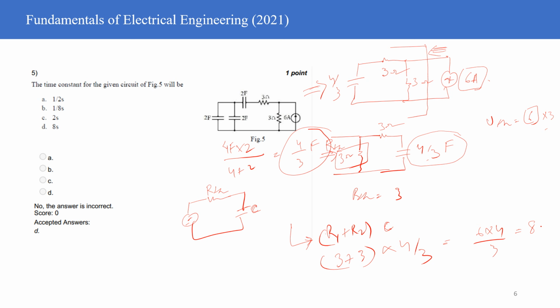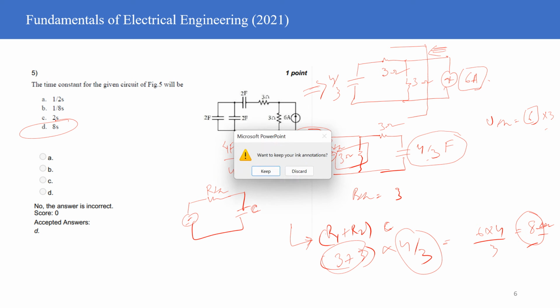So you solve this particular equation to get the value of RC as 8 seconds, because this is in farad and this is in ohms, so the time has to be in seconds. So 8 seconds is the time constant, which is option number D, and thus you get the answer, right? So I'm hoping that this fifth question was also clear to you guys.